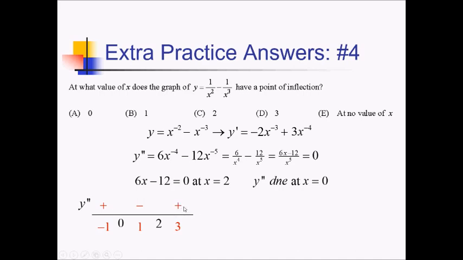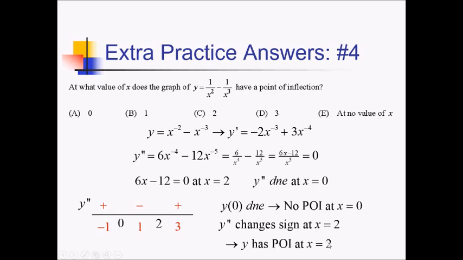Okay, so I notice that I'm changing the sign of y double prime at 0 and 2. 0 is a little bit special, though, because if you plug 0 into the original, it comes out undefined. Because y of 0 does not exist, we would say there is no point of inflection at x equals 0, because, quite simply, there's no point at x equals 0. Let's try the other one then. We've got a sign change at x equals 2 in y double prime. That means that, because if you plug in 2, you get something that is defined, y is going to have a point of inflection at x equals 2. So that's going to be choice C.